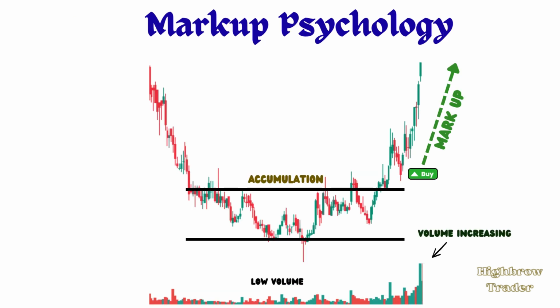Once accumulation ends and the breakout begins, we enter the markup phase, and psychology shifts fast. Retail traders start chasing price as it trends upward. Fear turns into greed, and pullbacks are seen as discount buying opportunities. FOMO kicks in with every new high. But as shown in this stage, smart traders already positioned themselves during accumulation, long before the crowd joined in.